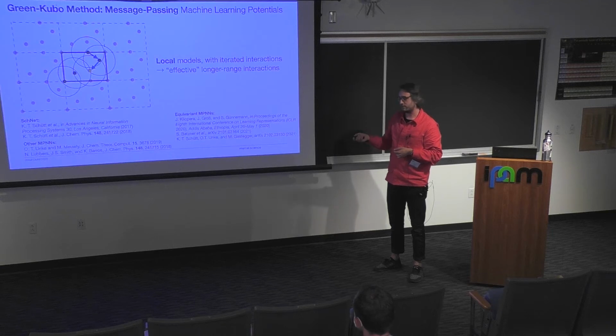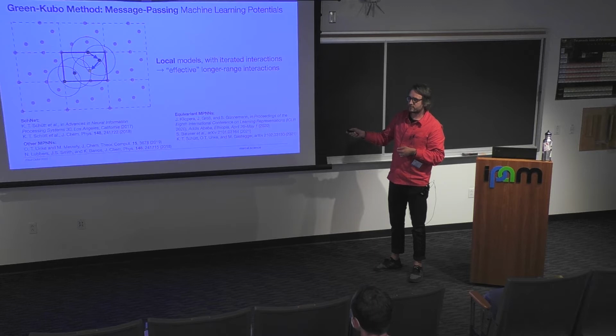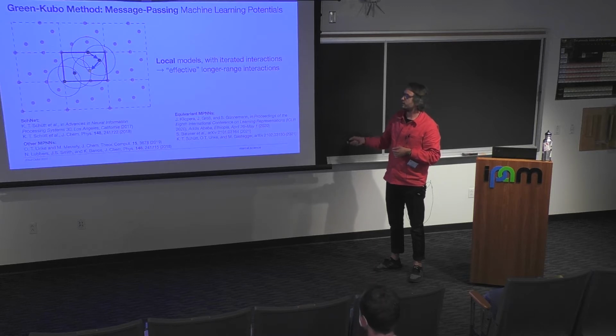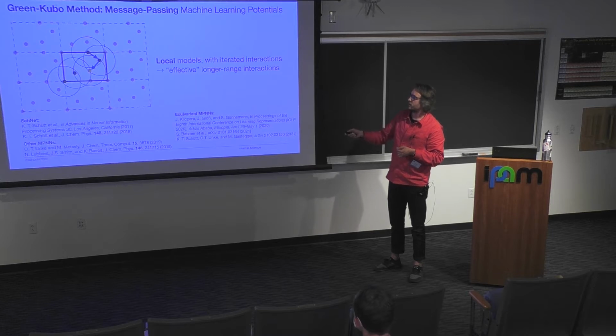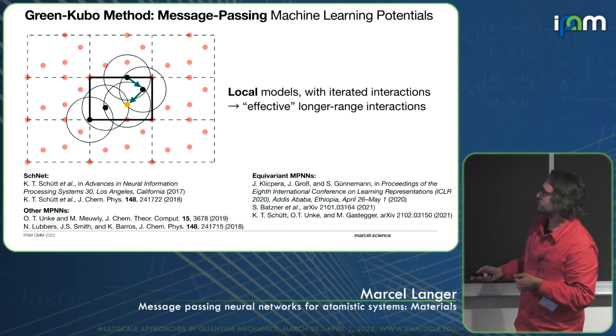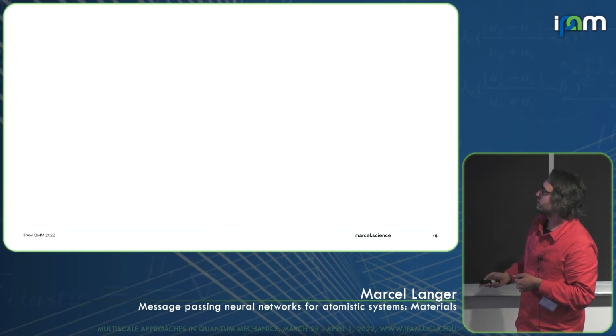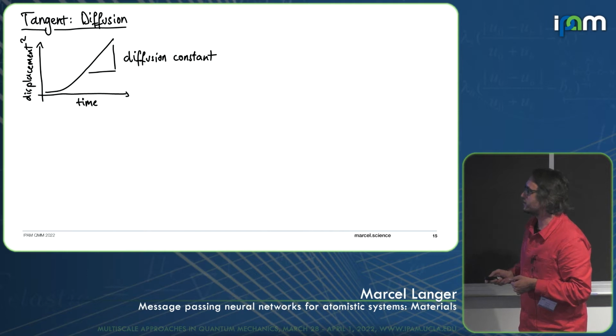Now, as Mihail has also explained, we have one class of models that kind of break some of these locality assumptions. And those are message passing neural networks that allow you to pass information around to some extent between these atomic environments.